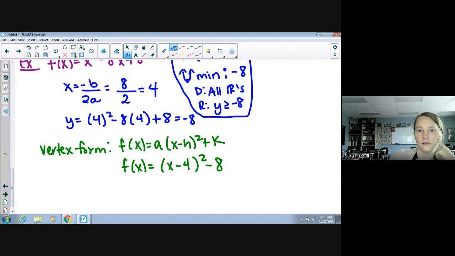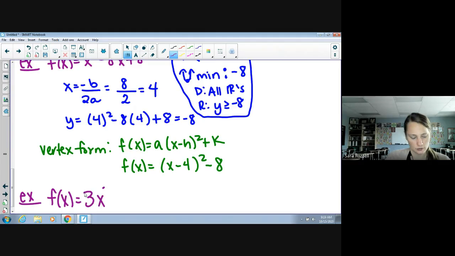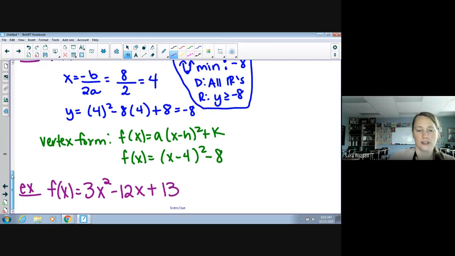We'll do one more. Try this one on your own. See how it goes. Let's go for it. Here you go. All I want you to do is to find the vertex and put it in vertex form. You don't have to do all the other stuff on the side. So we're going to say f of x equals 3x squared minus 12x plus 13. So find your vertex and then write it in vertex form and see if you got this.